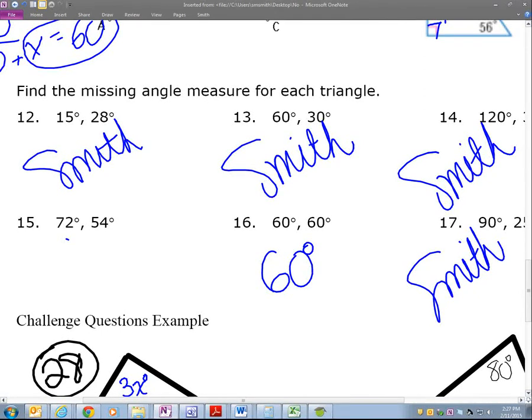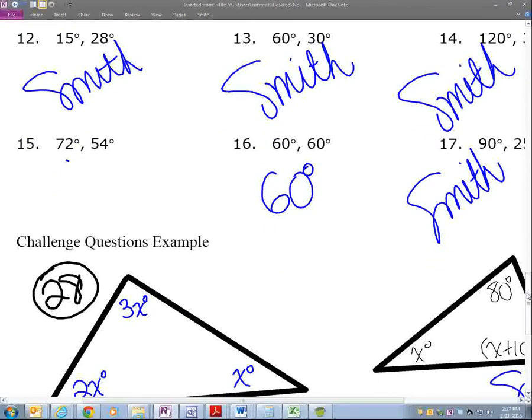So to set this up, we're going to need to set it up A plus B plus the unknown C equals 180. And then it's just what we did above it, okay? This part is super easy. No, yeah, it gets more complicated.